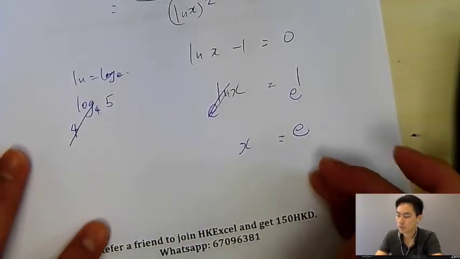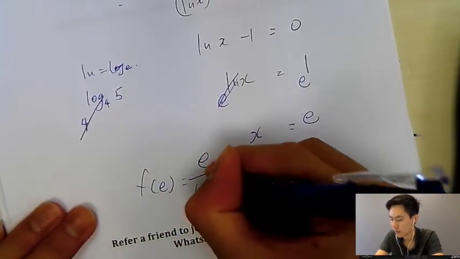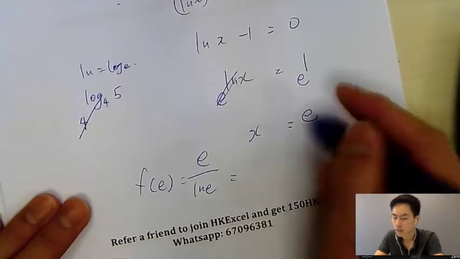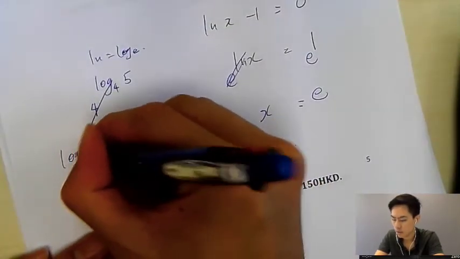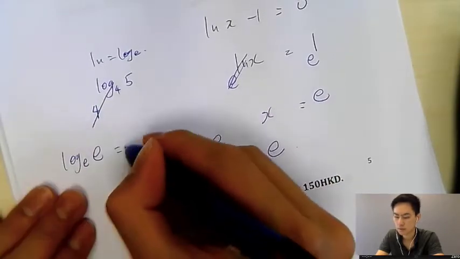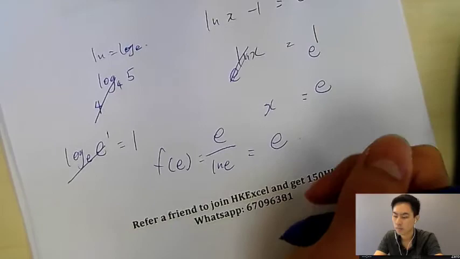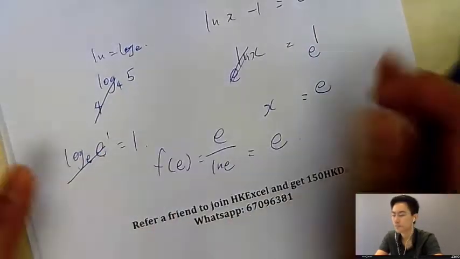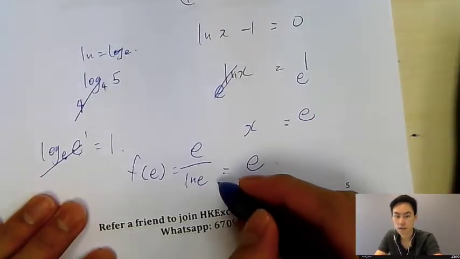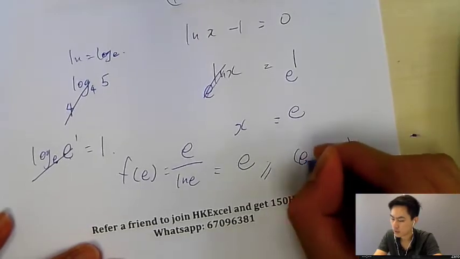But find a point, so you have to find (x, y). So that is f(e) equals e over ln e. ln e is equal to 1, right? So just e. Why is ln e equal to 1? Because log base e of e is equal to 1, because that is power 1 right here. Log calculates the power, right? e to the power 1 equals e. So ln e is equal to 1, so that is equal to e. So the point is (e, e).